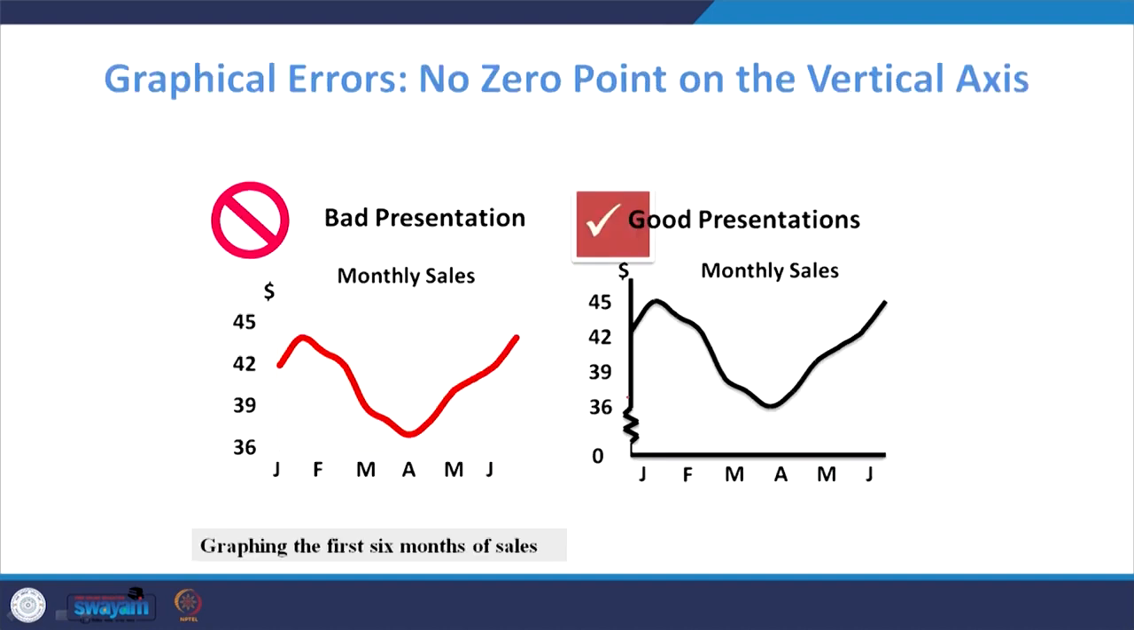The next one is the graphical error, no 0 point on the vertical axis. When you look at the left side figure, the months January, February, March, April, May, June are given in the x axis, and monthly sales is given in the y axis. But the problem on the left hand side is it did not start from 0. On the right side you see that a small break is given. Even though from 0 to 36 there is no data, you have to make a small break like this, so that we can come to know it starts from 0. So, the right hand side is the right way of drawing the graph. This is the basic requirement.